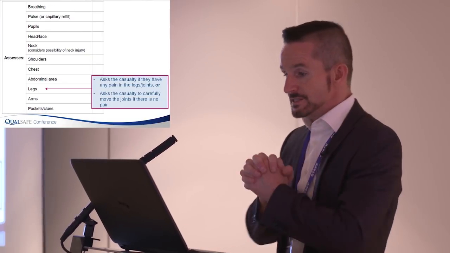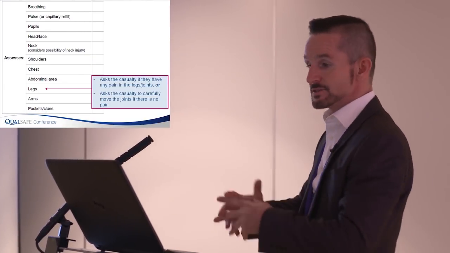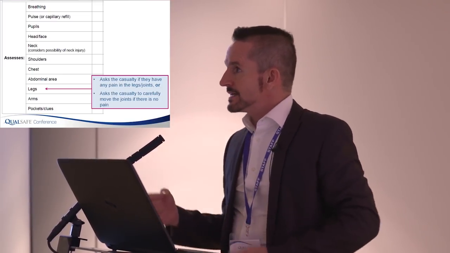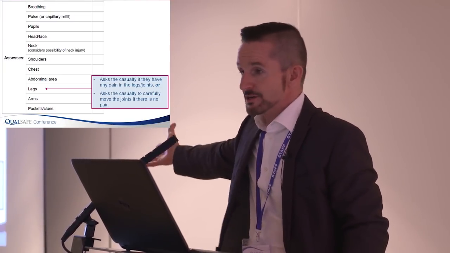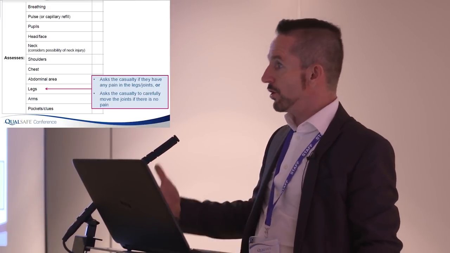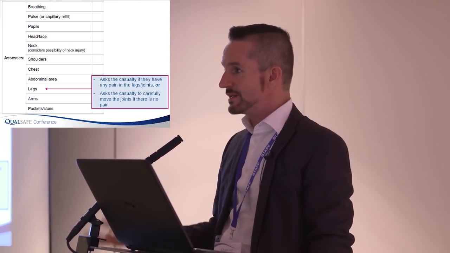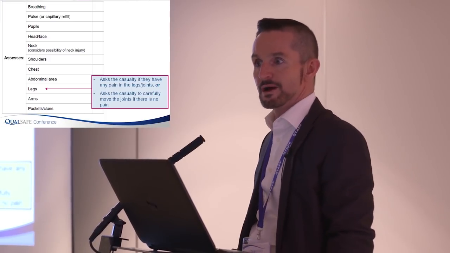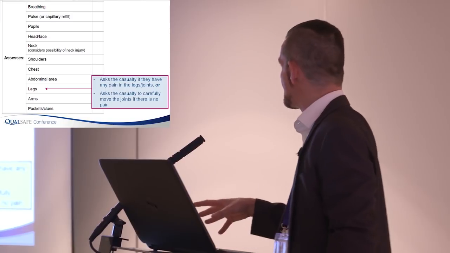Next one, the legs. Have a look at the legs, ask them if they've got any pain in the legs. When I'm talking to a conscious casualty, and I'll demonstrate this as well, I'd say, okay, think really carefully, have you got any pain generally in your body? And then I'd concentrate on each area one by one before we can rule it out, okay?